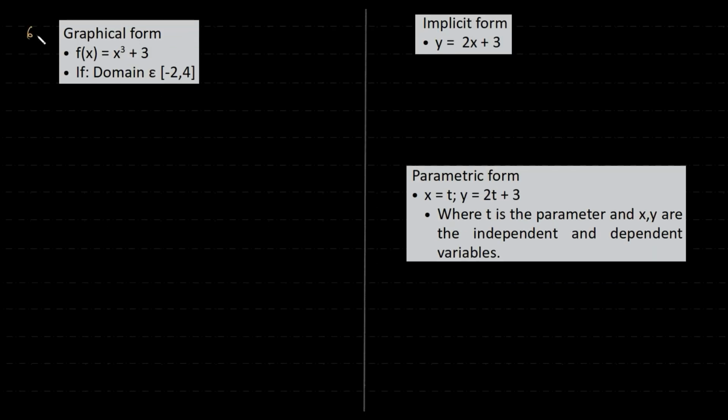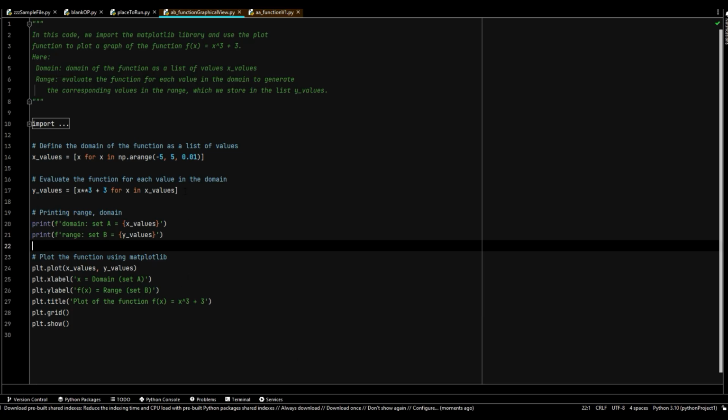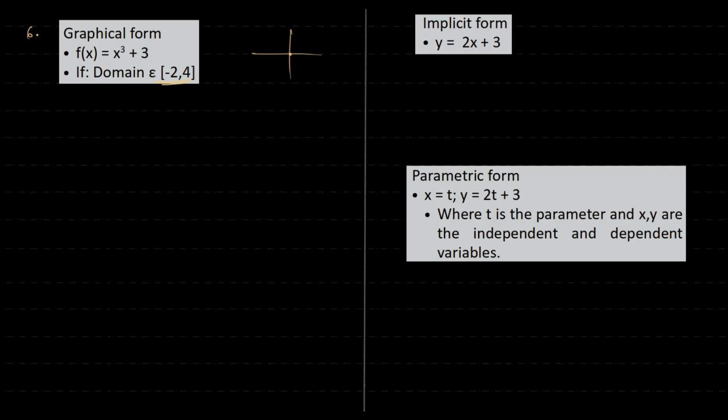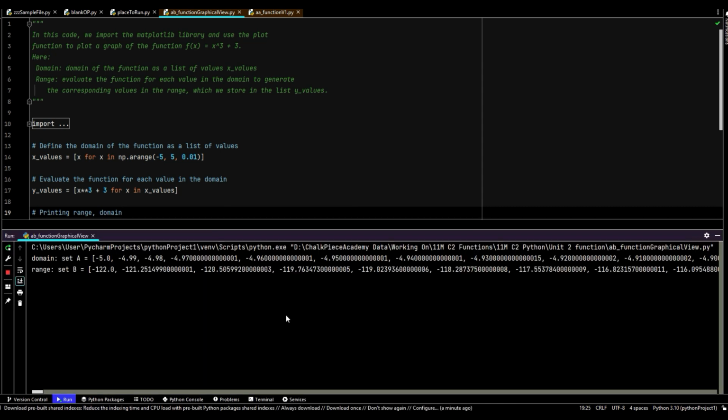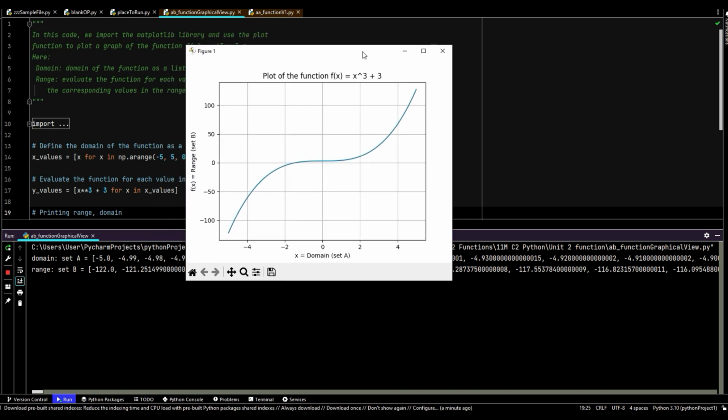Then graphical form. f of x is equal to x cube plus 3. I'm taking the domain -2 to 4. Graphical form has to do with drawing along your x and y axes, right? So let me generate this and show it to you guys. Let me talk about a few things over there. So I have this code. We are talking about -5 to 5 actually. That will help us. So let me generate the graph. So that is our graph, right?